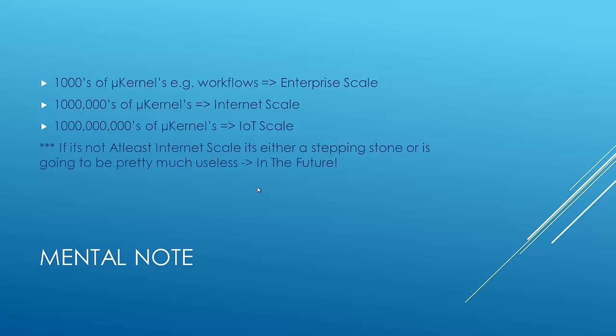Now, if you see, things are changing in the world of technology. If you have thousands of microkernels, you call it enterprise scale. Millions of microkernels, you call it internet scale. But enterprises are realizing that they are on the verge of entering the internet scale, and the internet scale companies are realizing that they're on the verge of entering a billion microkernel scale, which is the IoT scale. And so some people say that if it is not at least internet scale, it should either be a stepping stone or it's going to be pretty much useless in the future anyway. So we're looking at a billion microkernels, that is IoT scale, in the mu reactive agenda.